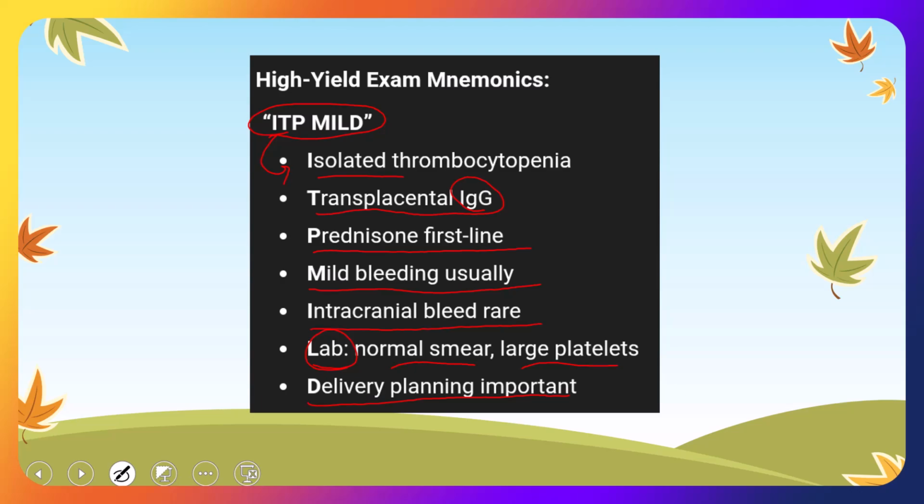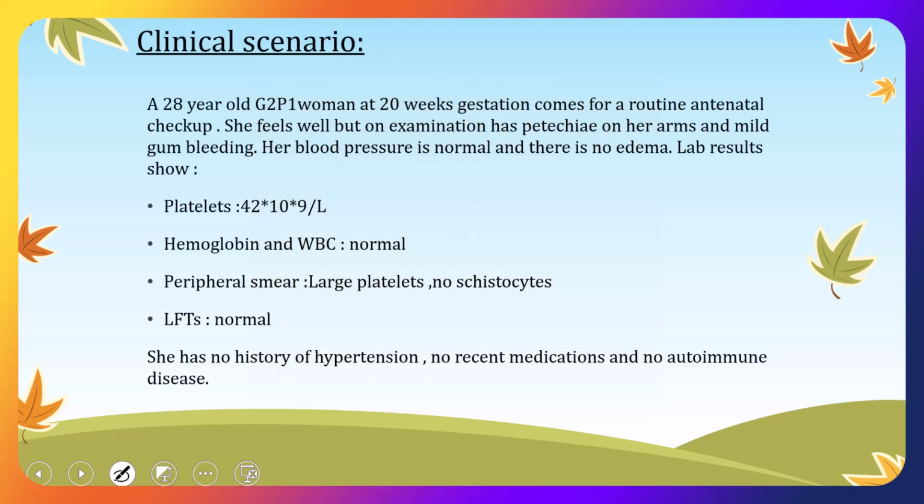Okay, so another gift slide is in the form of a clinical scenario, because now we all have to test our knowledge, how we have grasped the knowledge regarding ITP, and this is the time to apply that knowledge on this clinical scenario. The clinical scenario is a 28-year-old gravida 2 para 1 woman at 20 weeks of gestation who comes for routine antenatal checkup. She feels well, but on examination has petechiae on her arms and mild gum bleeding. Her blood pressure is normal and there is no edema. The lab results show platelets 42.